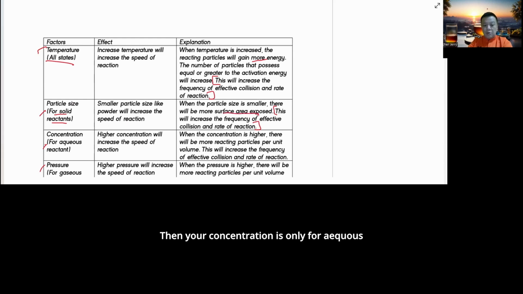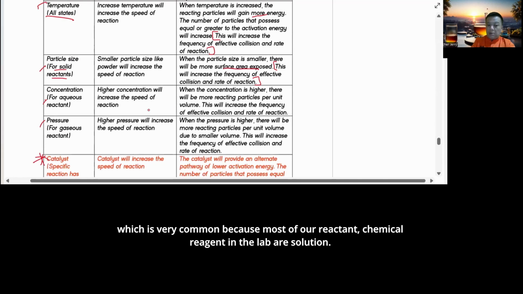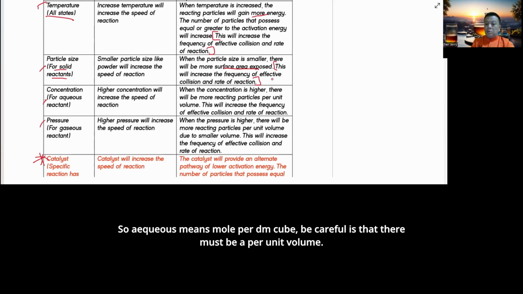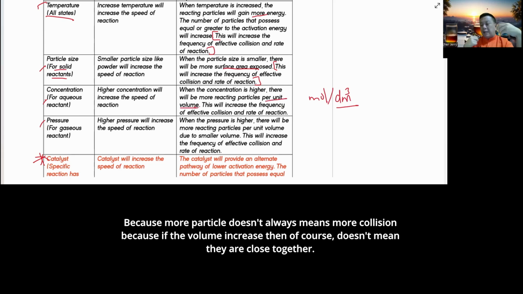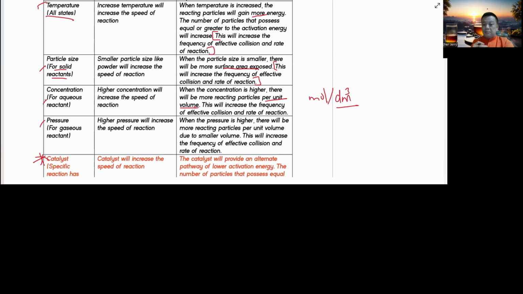Then for concentration, it's only for aqueous, which is very common because most of our reactant chemical reagents in the lab are in solution. So higher concentration means more particles per dm cube. Be careful, it must be per unit volume, because more particles doesn't always mean more collision. If the volume increases, it doesn't mean they're close together.